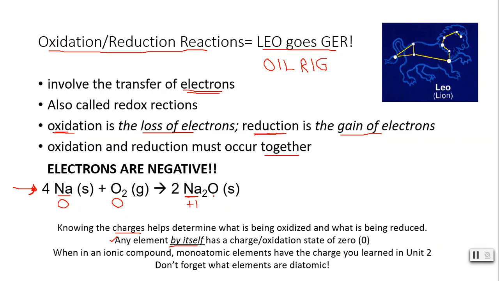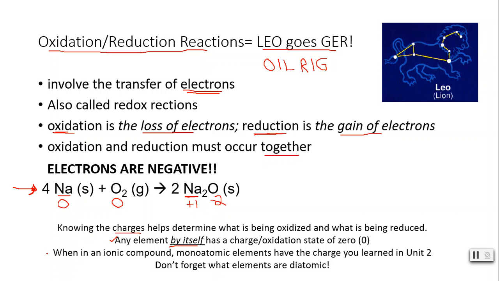When I come to my product side, now oxygen's not by itself, right? It's in an ionic compound, so it's going to have the charge that you memorized from Unit 2, the periodic table. Oxygen's going to have a charge of -2 when it's in that ionic compound.